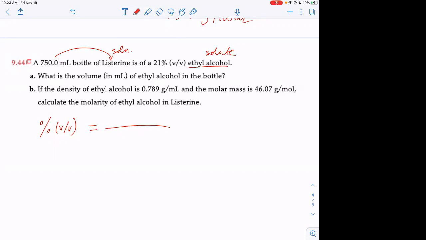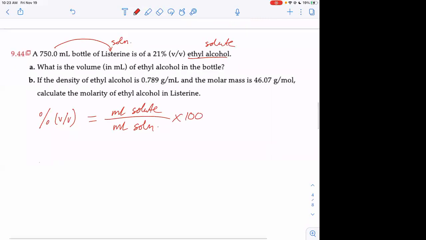Yeah, it'd be like 0.0575. Not yet, I'm just trying to write the equation first. That's okay, so we're just going to modify it. We're going to say milliliters of solute over milliliters of solution times 100. You see how we changed the equation?